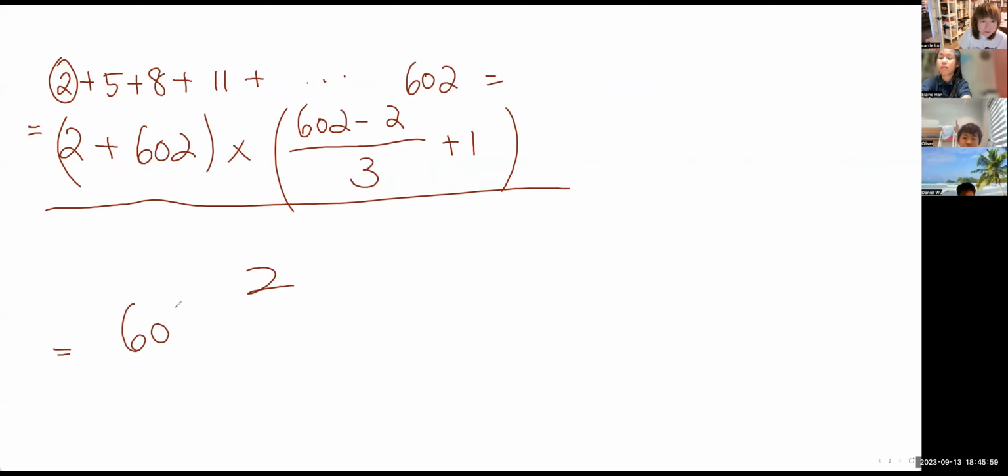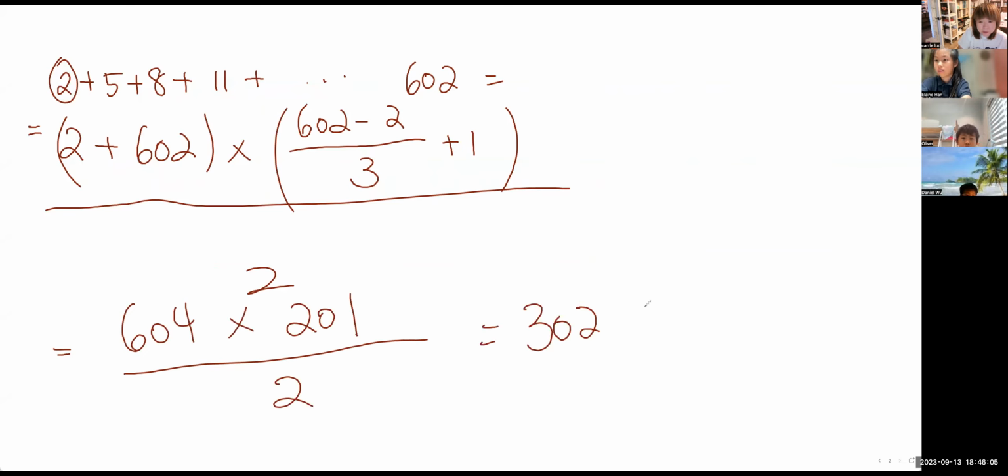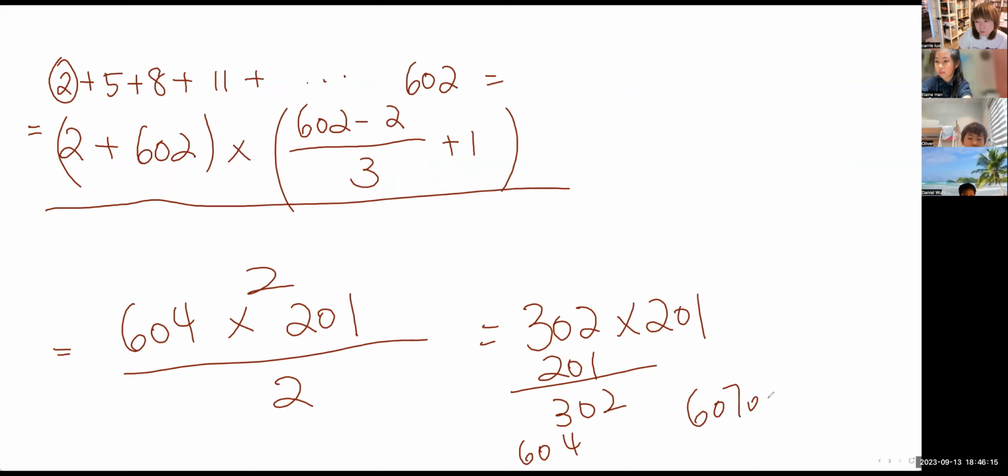Okay, equals 604 times 201 divided by 2. So equals 302 times 201. So the answer is 60702. Good job, Oliver, and good job, Elaine. Elaine is 1 minute quicker than Oliver. Okay, so let's take a look at this one.